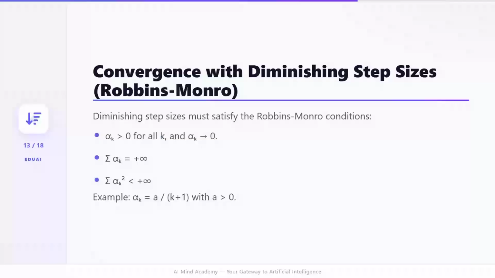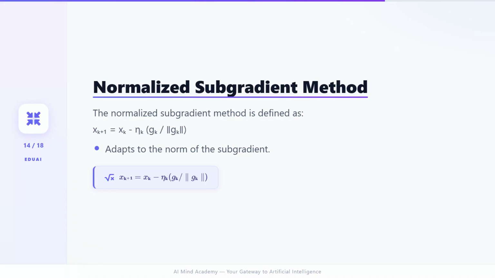The normalized subgradient method modifies the standard update rule by normalizing the subgradient. The update is given by x_{k+1} = x_k - eta_k g_k / ||g_k||, where eta_k is a step size. This normalization helps to adapt the step size to the magnitude of the subgradient, potentially improving convergence behavior.